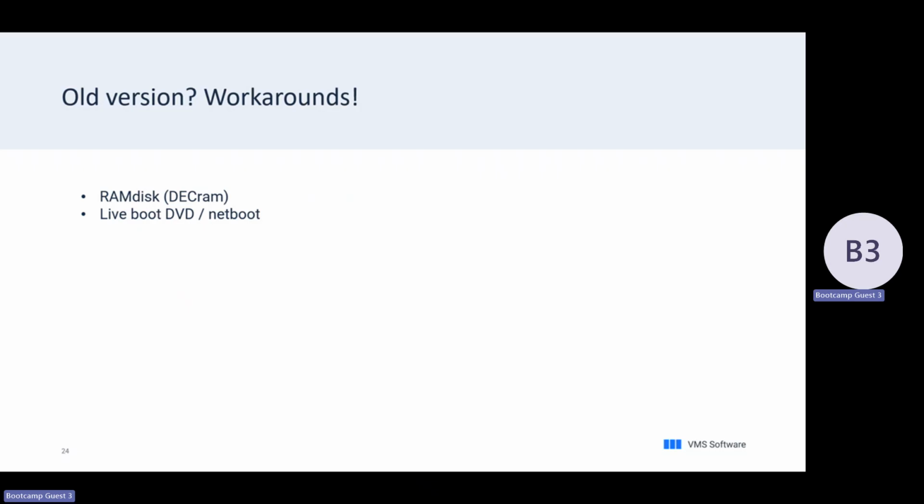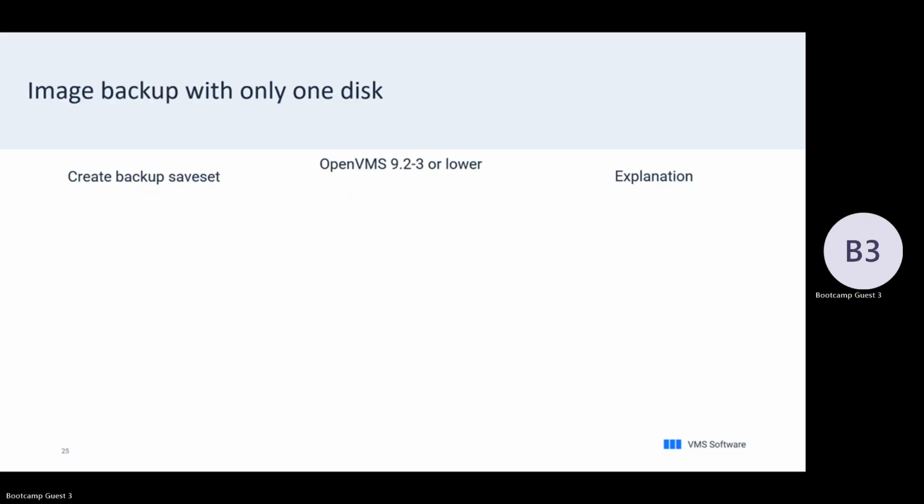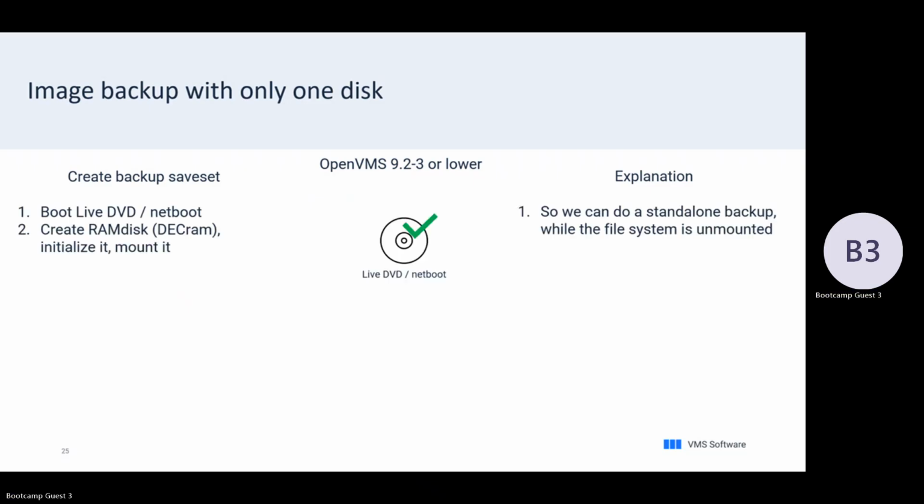So basically netboot, which we already mentioned. If you want to create an image backup, you would boot the live DVD. You would create a RAM disk, initialize it, mount it. This way we can do a standalone backup.